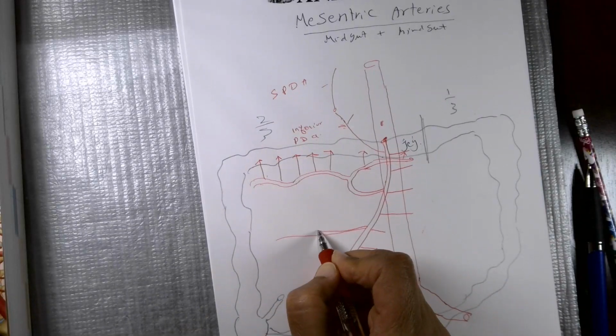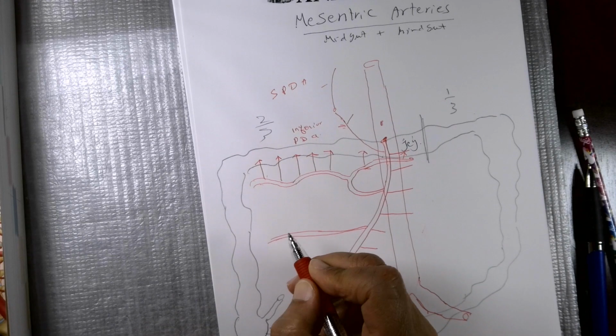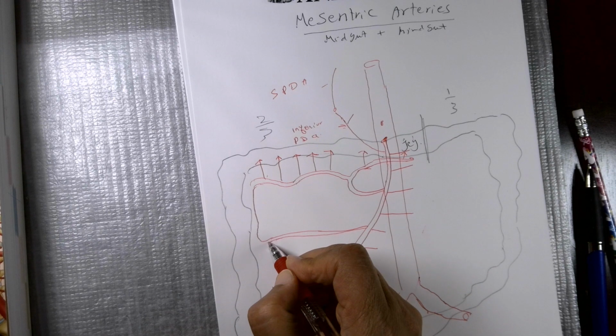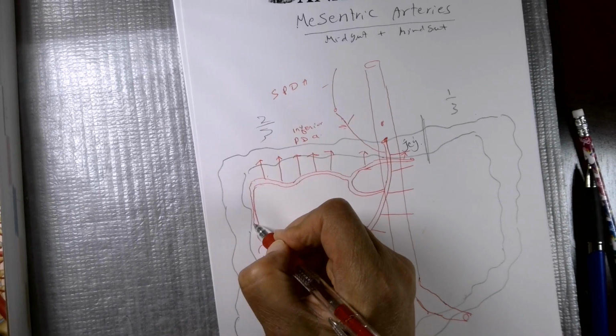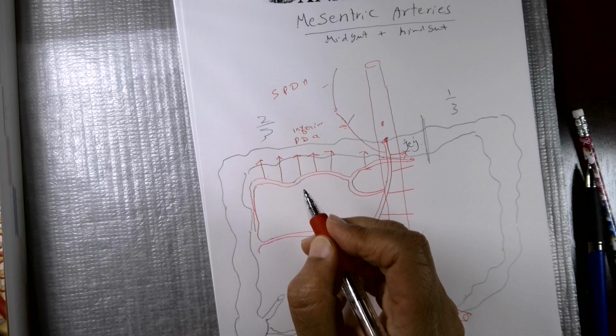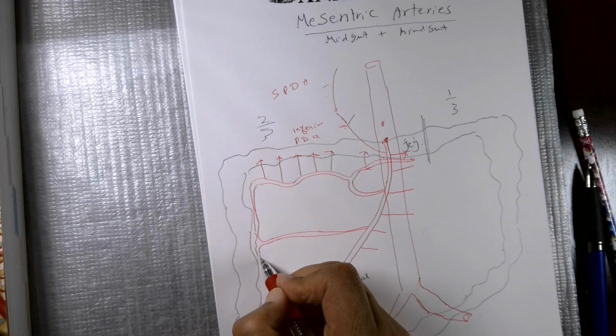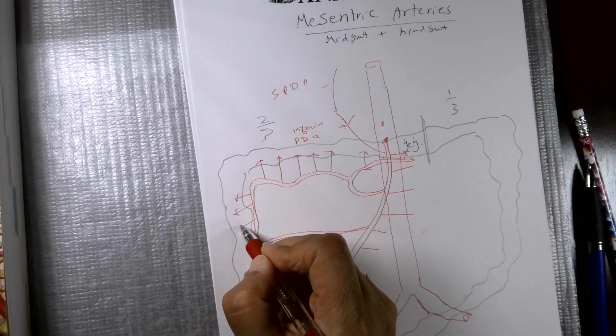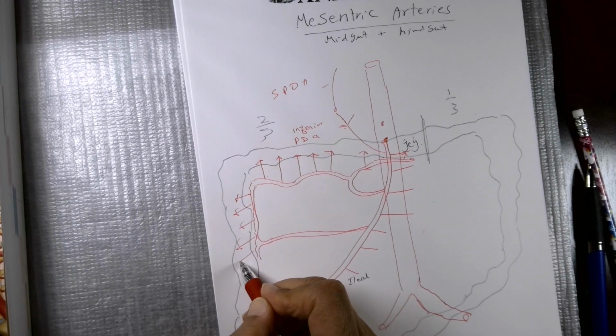Okay, the second one is the right colic artery. Here is the right colic. Once it comes close to the colon it divides into an ascending and a descending branch, and connects to the middle colic. Then it sends branches to the upper 2/3 of the ascending colon.